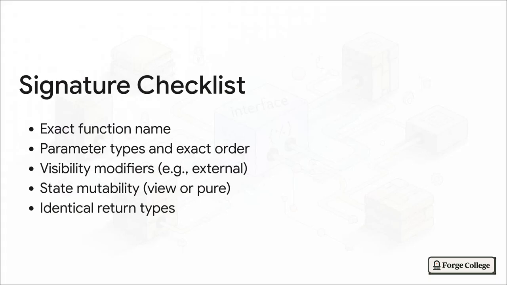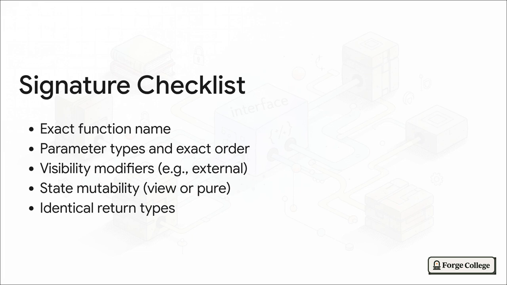Moving on to section 2, matching the function signature. Now, I want you to picture the Solidity compiler as this incredibly unyielding, almost comically strict patent inspector. I mean, this inspector will flat out reject your new machine if even a single microscopic gear is out of place. To pass the inspection, your implementation has to perfectly match the interface's function signature.